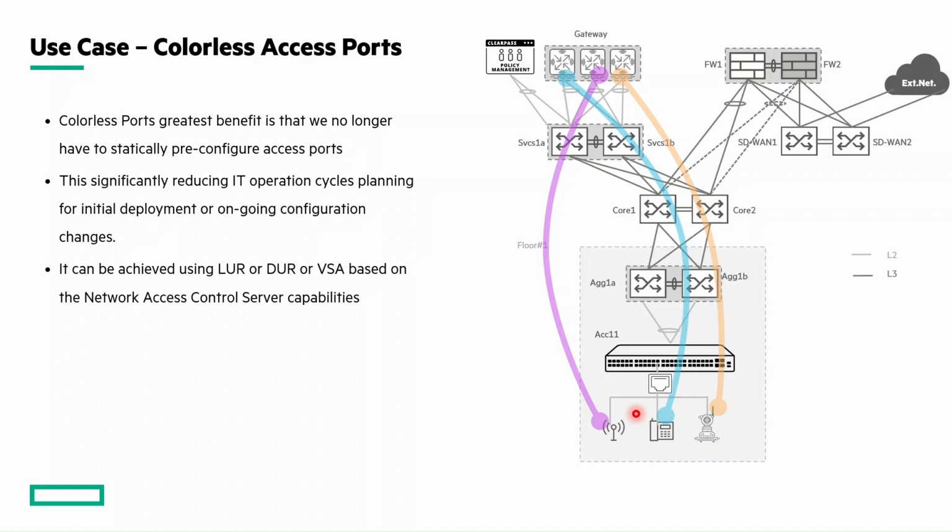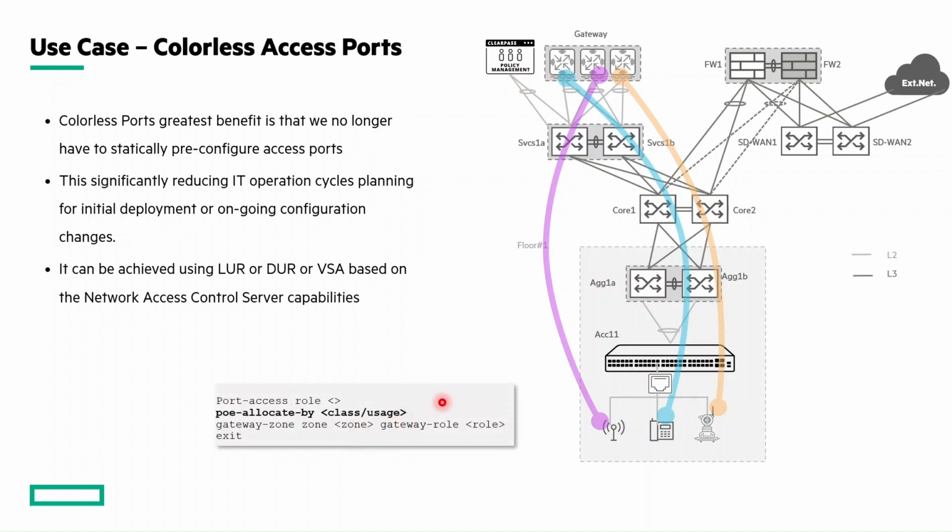He can perform role-based access control seamlessly from the ClearPass Policy Manager or any other network access control server. So now even the PoE allocation can be done via LUR, DUR and VSA based on the network access control server capability. So the admin need not be sticking to the static port configuration every time. This PoE allocation will be one more element added to the crown of our Aruba dynamic segmentation solution.